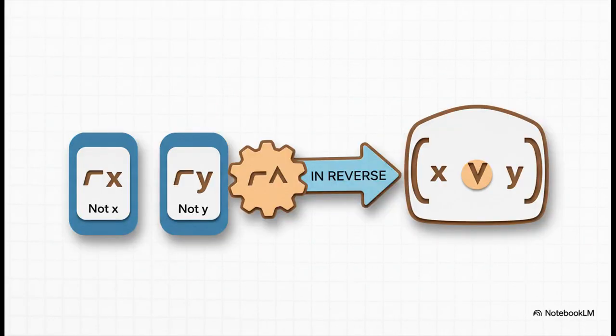So let's look at our new, cleaner expression, not X and not Y. Hey, does that look familiar? It should. It's the other side of De Morgan's law. So now we can use the rule in reverse to consolidate those terms back inside a single not operation, giving us not X or Y.